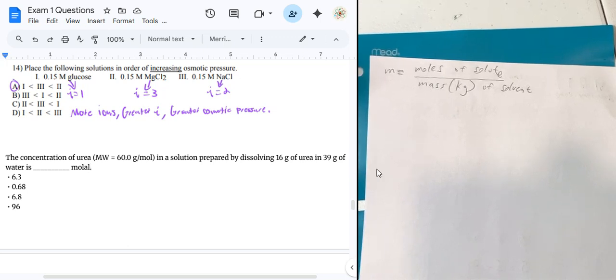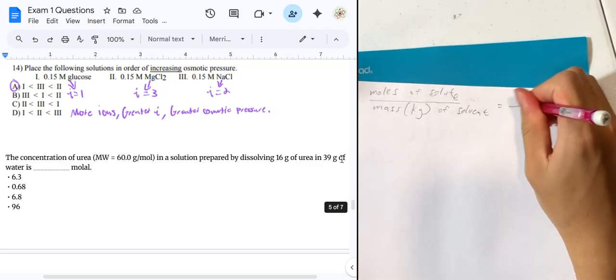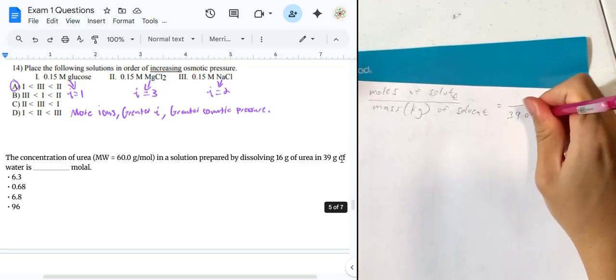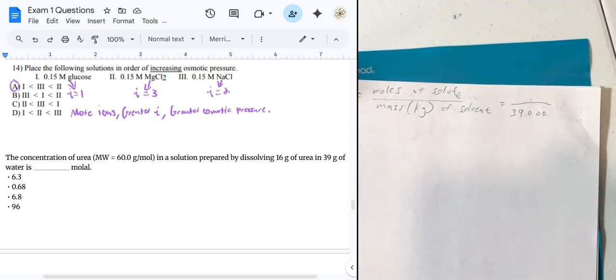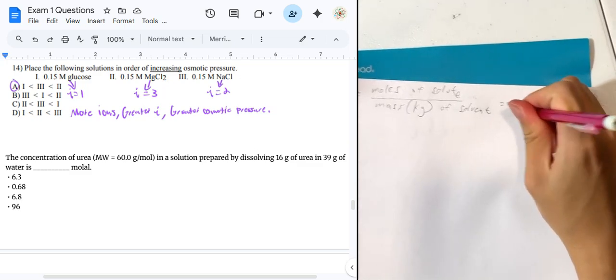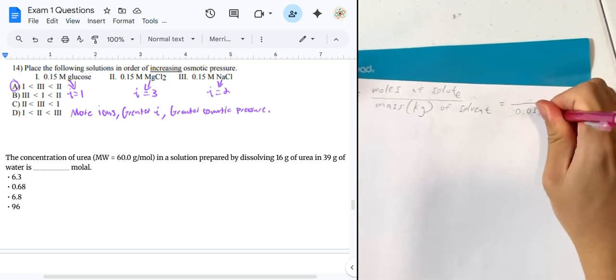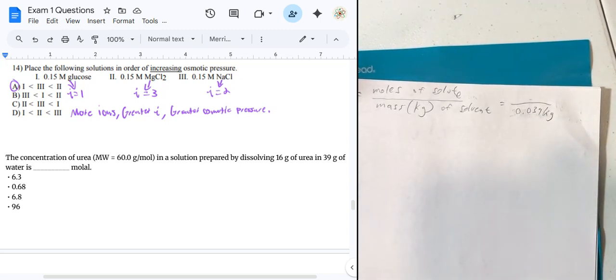We know the mass of the solvent, but it's in grams. So we can convert this. 39 grams is 3,900. Wait. Yeah. 39,000. Wait, my bad. 39 grams is 0.039 kilograms.